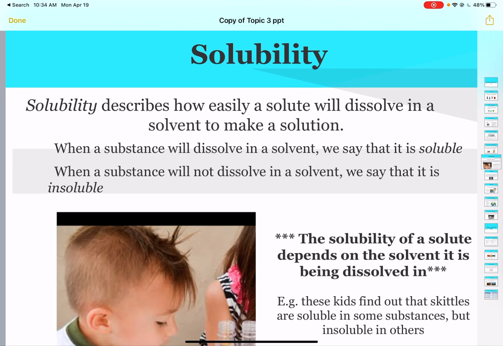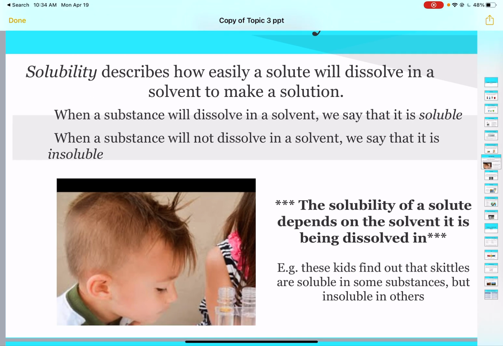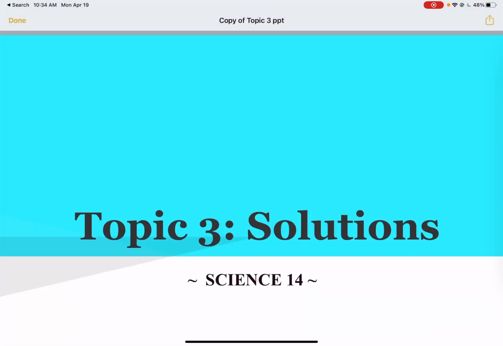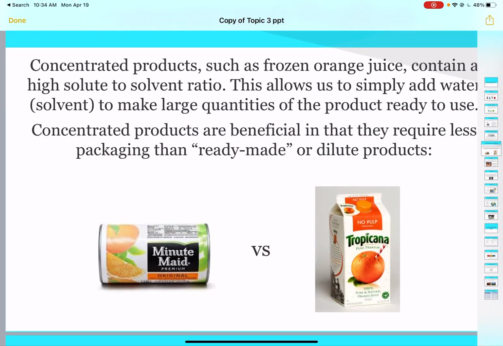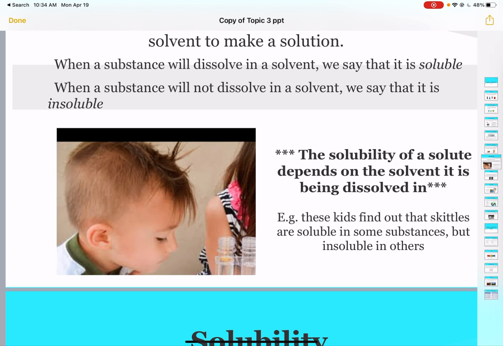Solubility. This is our next topic, which describes how easily a solute will dissolve in a solvent to make a solution. When a substance will dissolve in a solvent, we say that it's soluble. When a substance will not dissolve in a solvent, we say that it is insoluble. So the solubility of a solute depends on the solvent it is being dissolved in. And there's an example here.